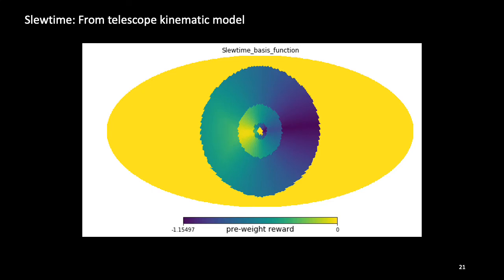All right, our final major basis function is the slew time basis function. This is just the map of how long it takes to slew to different places on the sky. If we don't slew at all, that's a reward of 0. If we have to slew to the entire other side of the sky, that's a reward of -1, or -1.1 it looks like. There's an annulus structure here that's real because if we do a large altitude change, we need to do a 40-second open optics loop. And so we try to avoid large altitude changes when we're slewing.